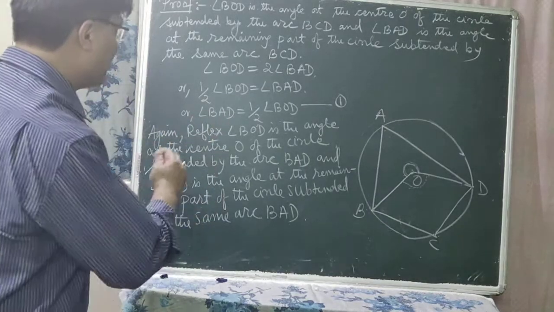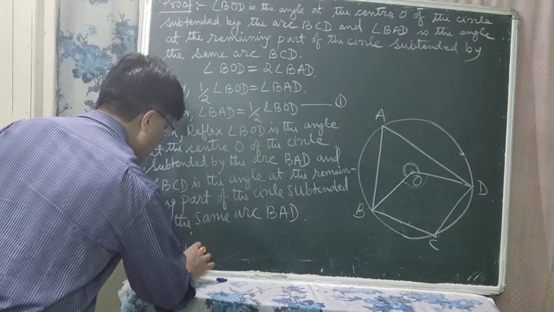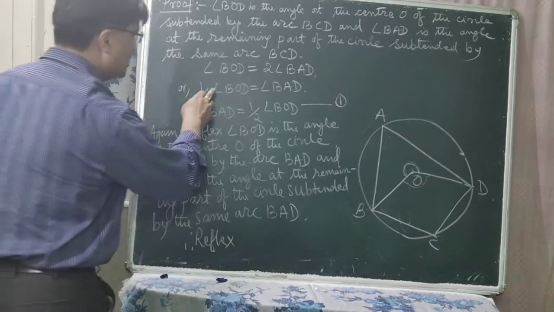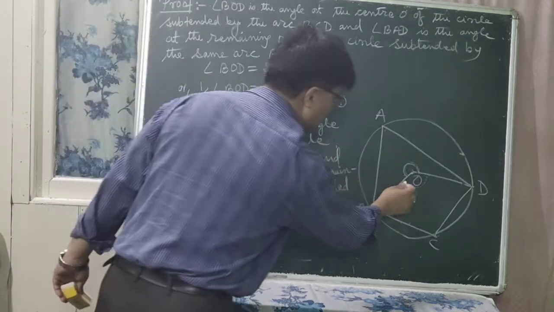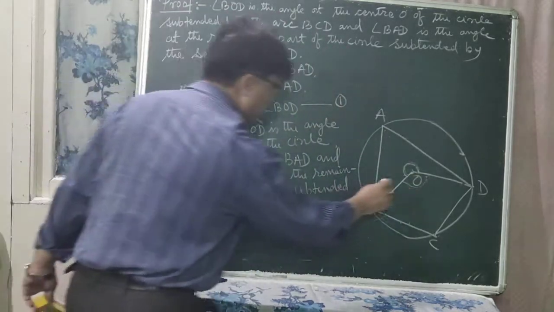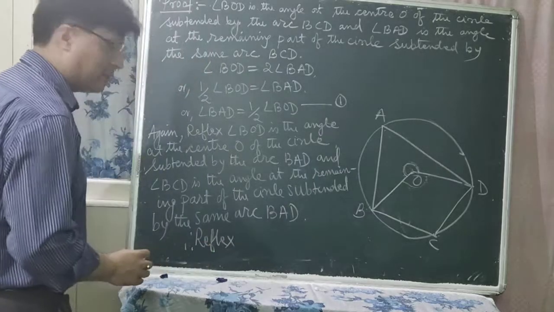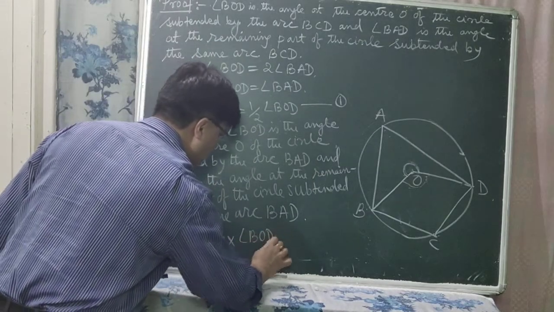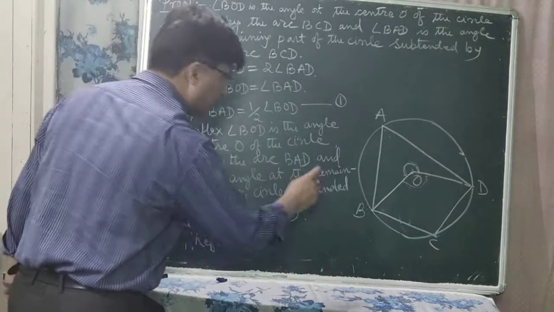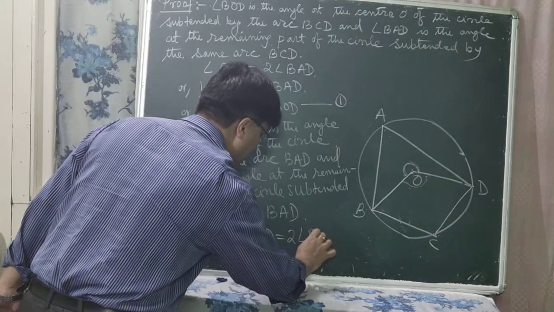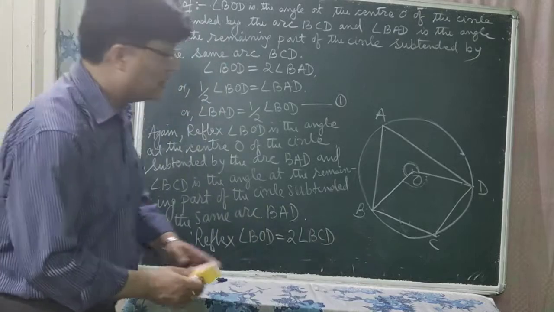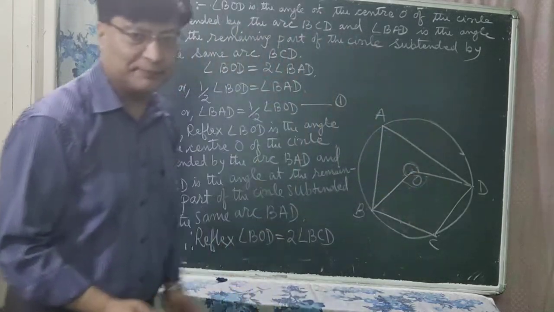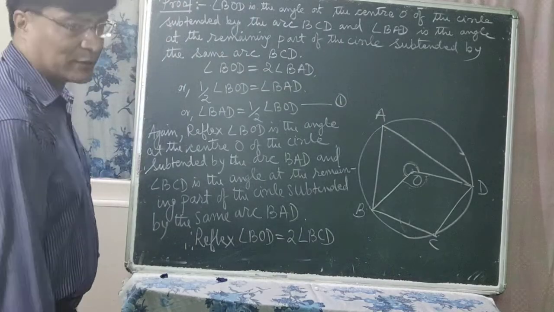So what can you write from the previous theorem here also? Therefore, let us write reflex angle. Since this is angle BOD is this one, and reflex angle is this opposite angle, right? So reflex angle BOD is equal to twice angle BCD. So this reflex angle BOD will be twice angle BCD.